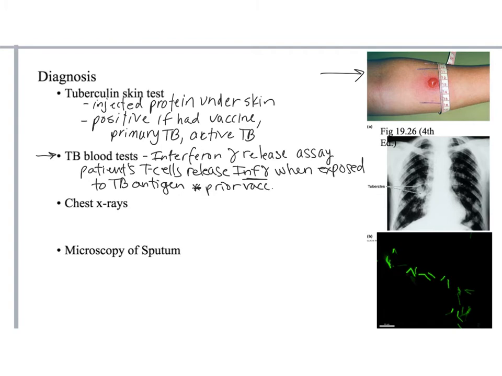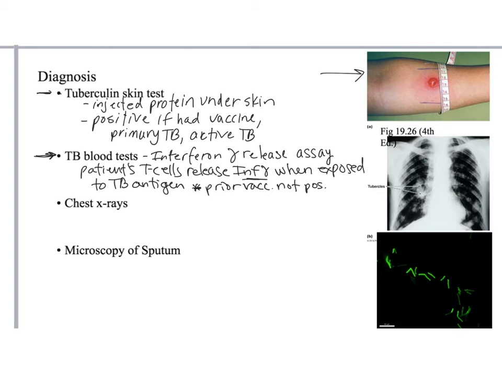The nice thing about the blood tests is that if you have been vaccinated, then you're not going to be positive. That's actually one of the negatives to having a TB vaccine, is that forever after you test positive for the skin test. But not so with the blood test. The blood test is nice because there's no waiting to read it. They can do it in like 15 minutes.